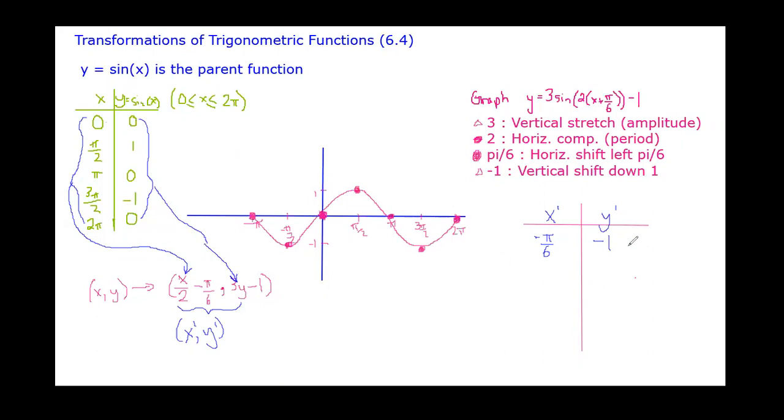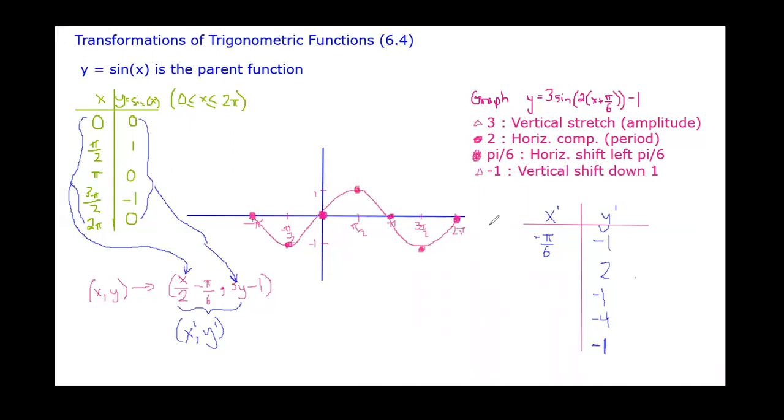I'm going to do all the y's first because it makes the most sense for me. If I put in 1, I get 3 times 1, which is 3, minus 1, I get 2. If I put in 0, I get negative 1 again. Then I go down to negative 4, because 3 times negative 1 is negative 3, minus 1 gives me negative 4. And then 0, I get negative 1 again.